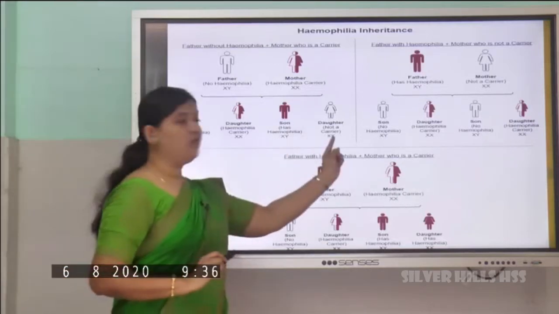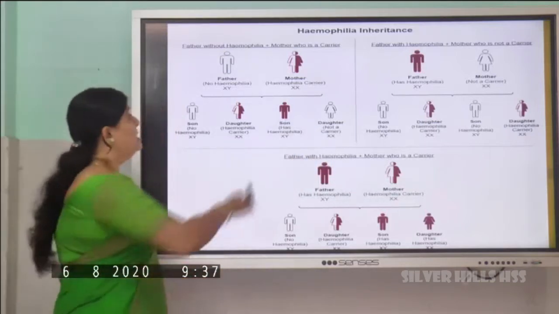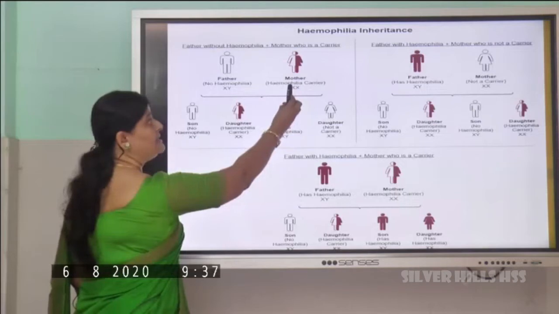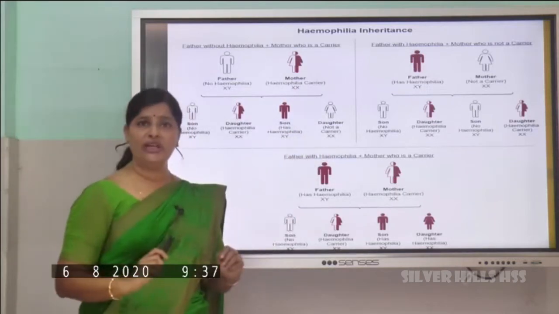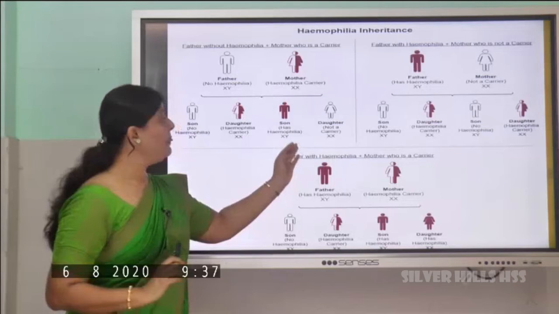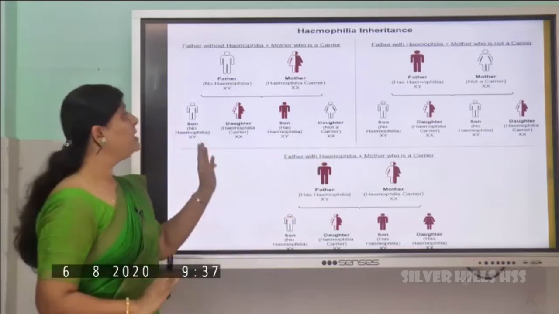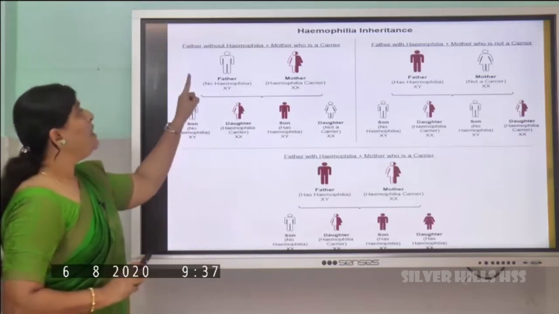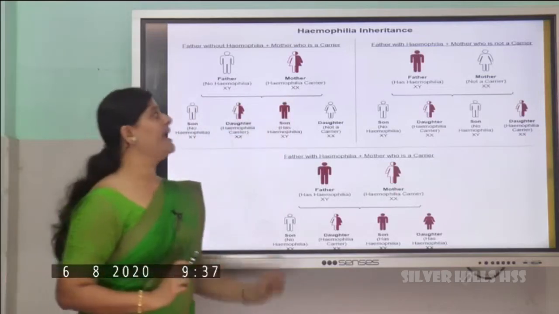Let's take that fourth condition. This is a daughter, and this daughter has got this X from father and this X from mother. So she does not have any hemophilic gene. So she is a normal person, not even a carrier, right? So this is the condition that happens when a normal person is married to a hemophilic carrier.